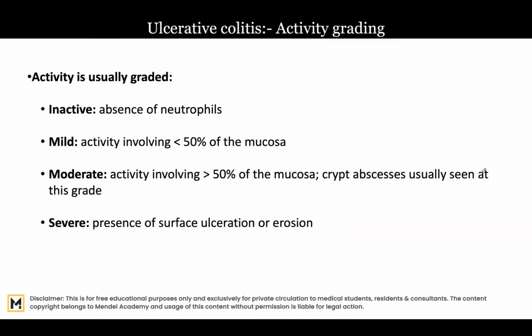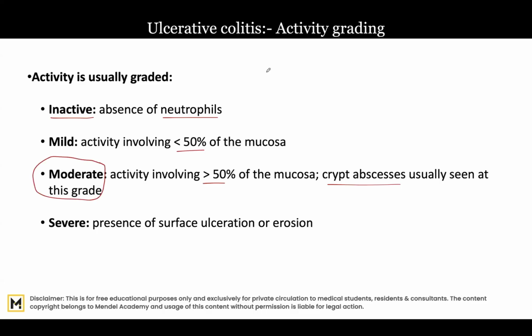Now, when you report ulcerative colitis, you have to grade the activity. It's not always that you get all the features. Sometimes they are inactive, they are quiet, and that is understood if there are no neutrophils found. Sometimes it's mild if less than 50% of them are showing activity. Moderate is more than 50, and this is where you start getting crypt abscesses. So unless it hits the moderate grade, you don't even see the crypt abscesses.